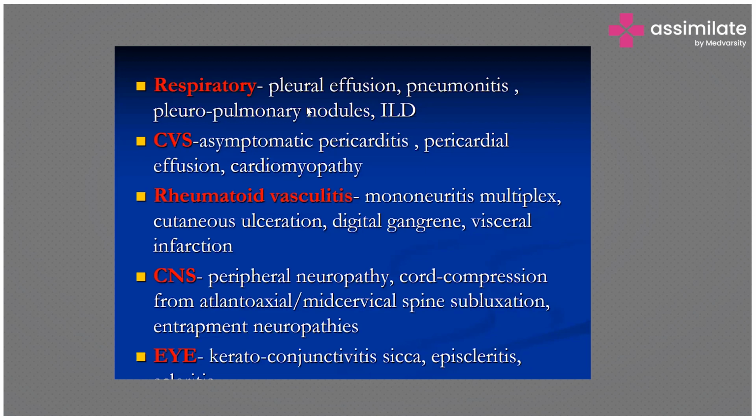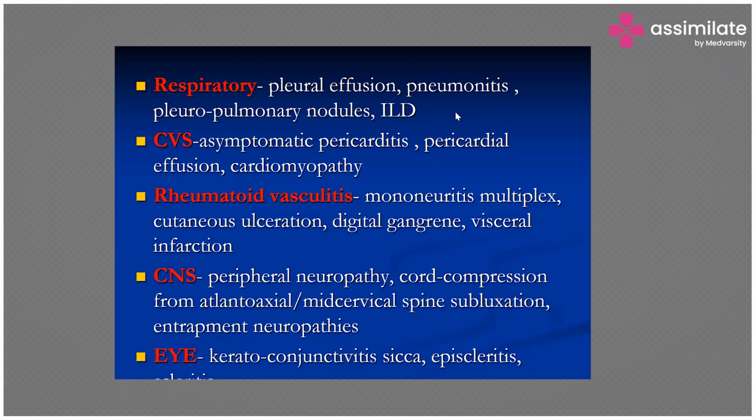You've written inflammation of vessels, that is a good thing. So vessel walls are mainly affected, and it is autoimmune. Our immune system attacks the body and it causes vessel wall destruction. So it is vasculitis. So cutaneous ulceration, digital gangrene, visceral infarction, and mononeuritis multiplex. CNS, what parts are affected? Peripheral neuropathy, and again cord compression, that I told.